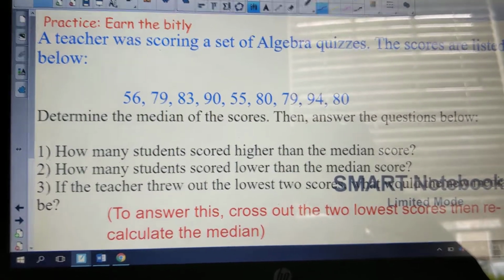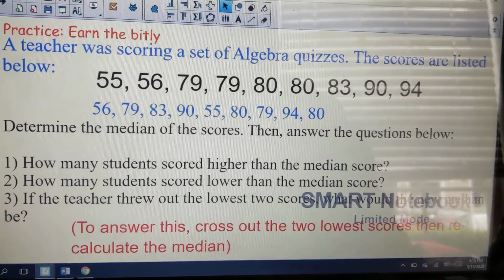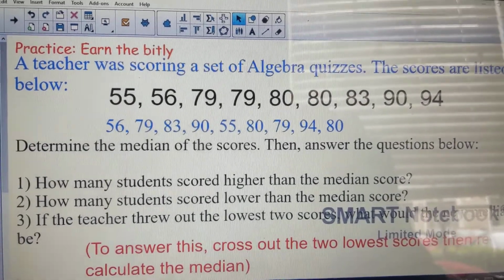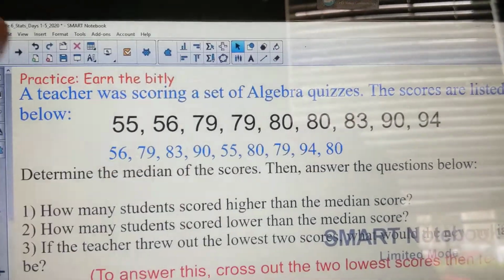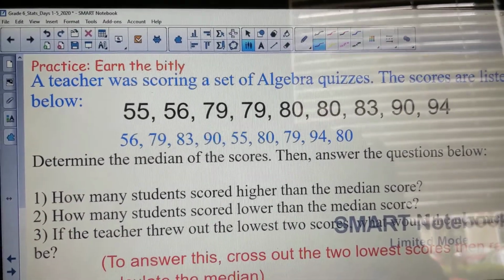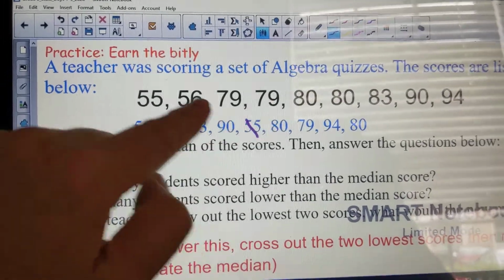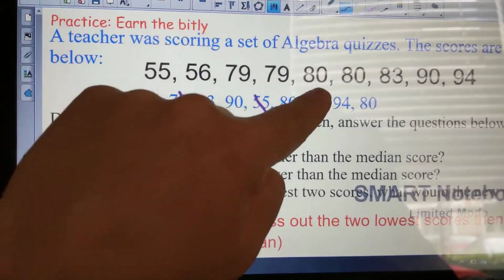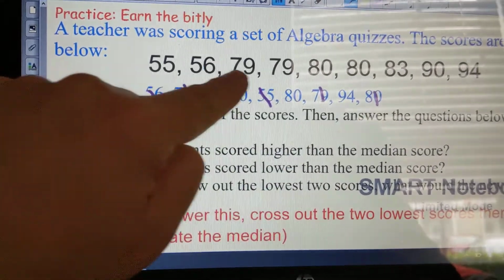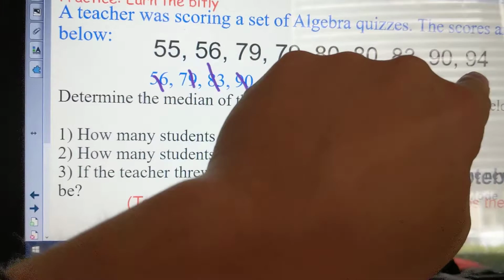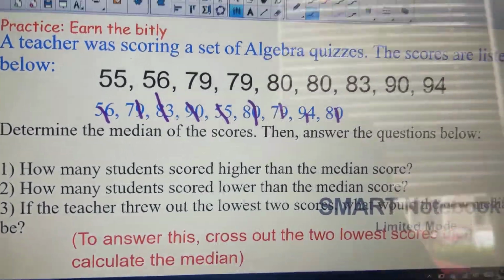Pause the tape now. Okay, so in black, you'll see that I put the numbers in order from least to greatest. The way that I did this on my piece of paper is I copied the original data set down, then as I ordered them, I crossed them out, so I knew I was going to hit each number. So I got rid of the 55 when I wrote it, then the 56, then the 79, then the 79, then the 80, the 80, the 83, the 90, and the 94. That way I ensured that I had all of my numbers listed.